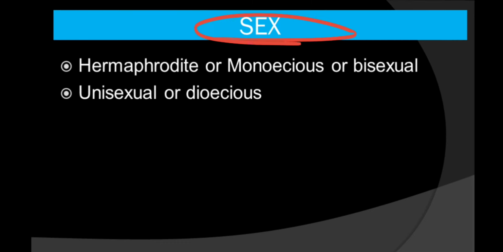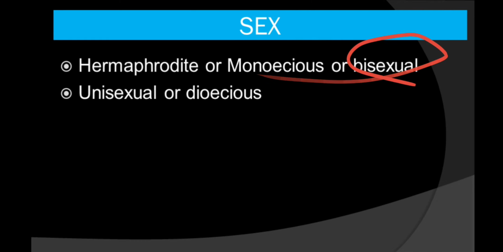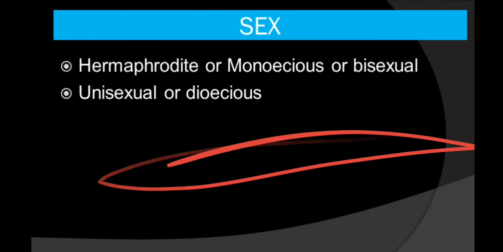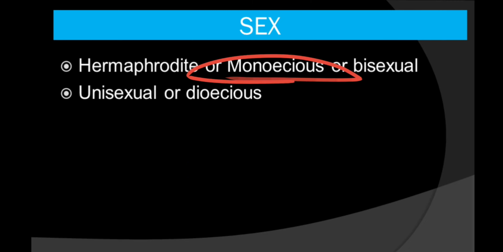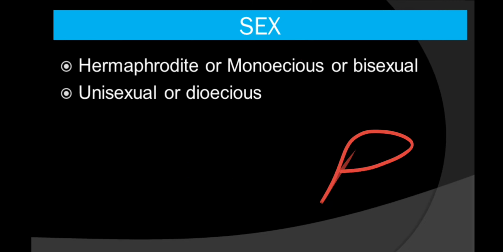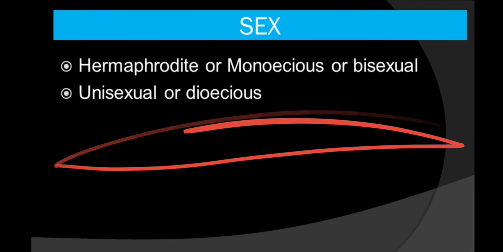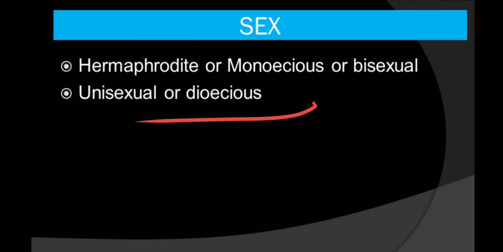Now about the sex. Hermaphrodite, also known as monoecious or bisexual. Here you will see in the same organism both sex organs are there, male as well as female. Mono means one. In the same single body you will observe both sex organs. Such animals are called hermaphrodites. Others are dioecious, also known as unisexual, meaning males and females are on different bodies.